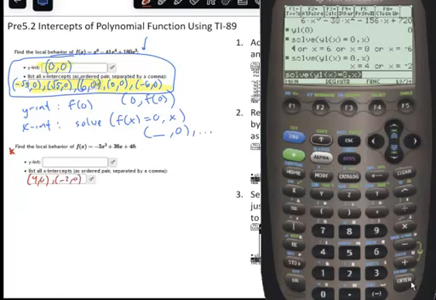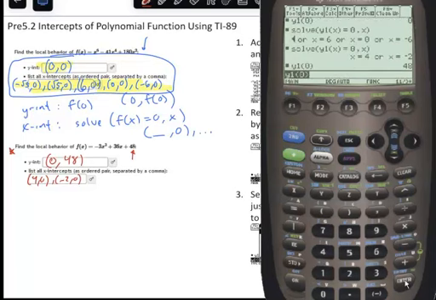And my y-intercept, that's easy to find, right? It's in that standard form. So if I just put a 0 in for each x, I'm left with my constant. But I can also verify it here by entering this same command, y1 of 0, and it verifies 48 as my y-intercept.